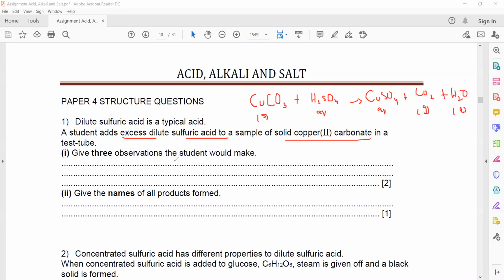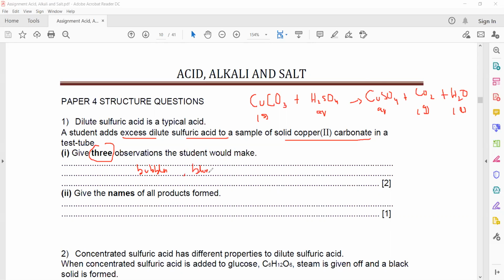Now the question is, give 3 observations that the student would make. What will he observe when this reaction occurs? 3 observations. Yeah, bubbles is one. So there will be bubbles, fizz. That's one thing. Blue solution forms, because whenever a transition element compound dissolves, it will form a blue solution.